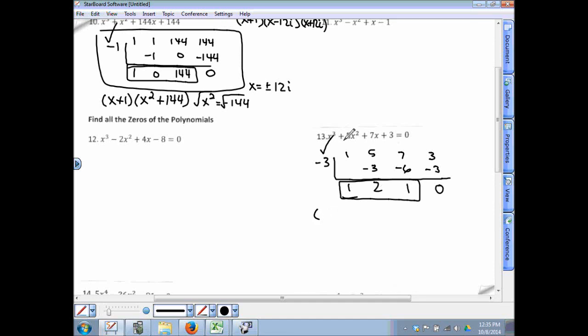Right now we can say that this expression that we had can be written as x plus 3. That came from right here. If -3 works, then x plus 3 is a factor. And then these numbers tell us the other factor, x squared plus 2x plus 1. Now, we have that dang old middle term. So like up here where the middle term was missing, we can't just use squares. If that middle term is here, what do we do? Quadratic formula. X equals, yeah.